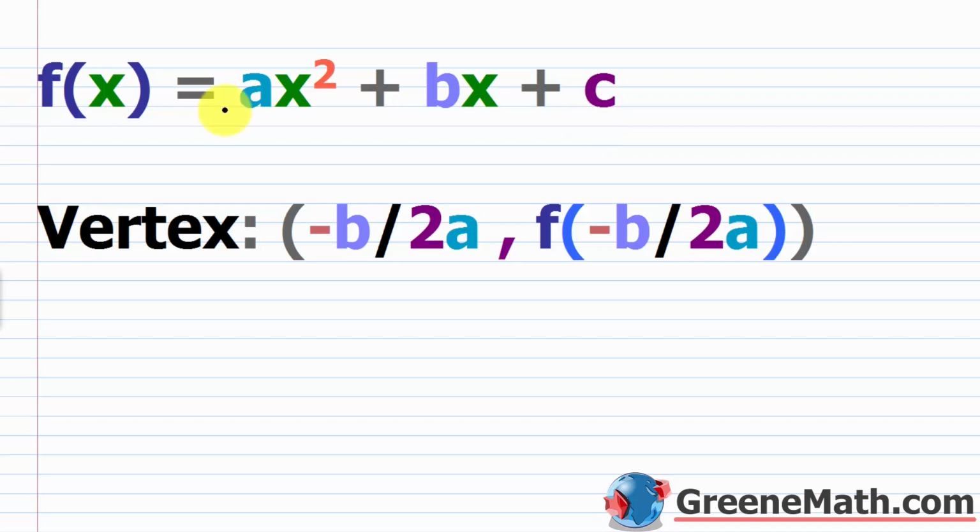And if you go through the process of completing the square to put this in vertex form, you would find that the vertex occurs at negative b over 2a, so this is your x coordinate, and then your y coordinate would be f of negative b over 2a. So in other words, find out what x is, and then once you have that, plug it in for x in your function, and you're going to get y as the result. So let's look at an example.